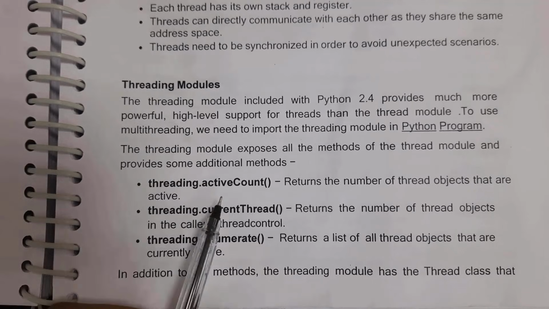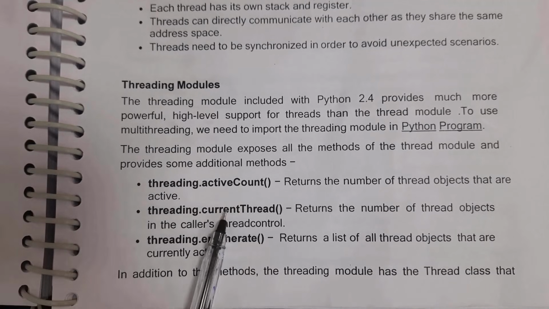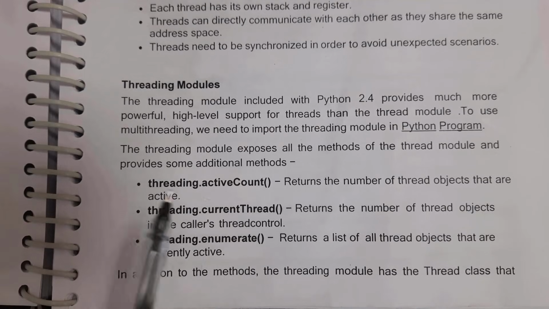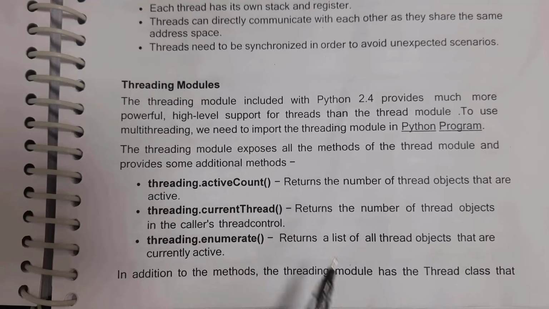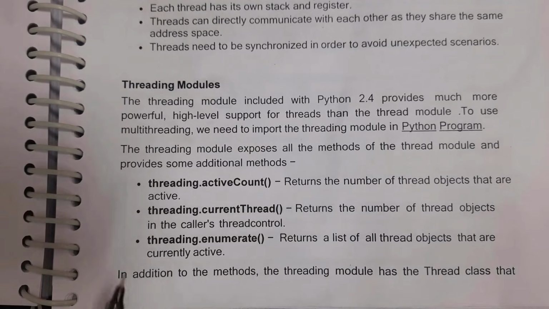They are the activeCount method, currentThread method, and enumerate method. Where this threading.activeCount method will return the number of thread objects that are active, and similarly threading.currentThread method will return the number of thread objects that are in the caller's thread control. Where this threading.enumerate method will return a list of all thread objects that are currently active.